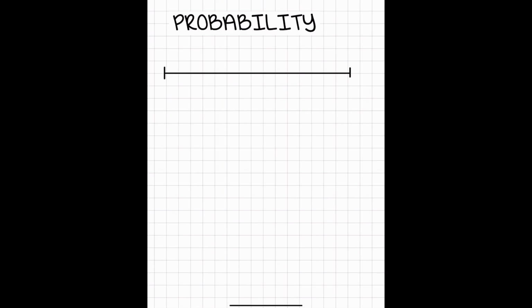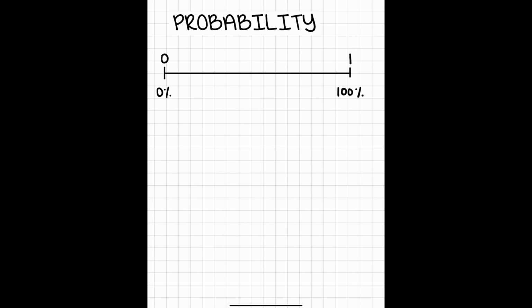So if we start with the probability scale, we know that probability is measured between 0 and 1. Now, when we write probability, we can write it as a whole number, as a fraction, as a decimal, or as a percentage. So if we were looking at the value of 0 and I wanted to write it as a percentage, I would write it as 0%, and 1 being 100%.